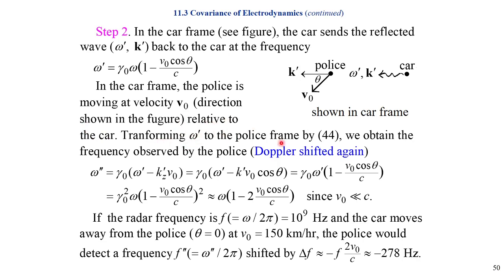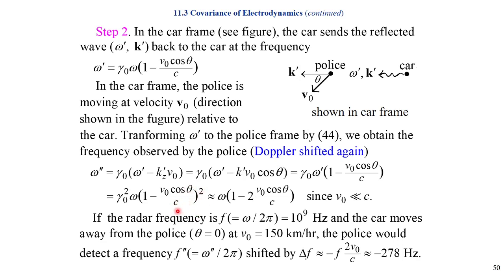Transforming omega prime to the police frame, we obtain the frequency detected by the police. Let's Doppler shift again for the second frequency, the reflected signal. We can write it in this form, omega prime minus kz prime. Once again, omega prime moves to the front, gamma 0 omega prime. And here we have these relations. So we substitute omega prime here.